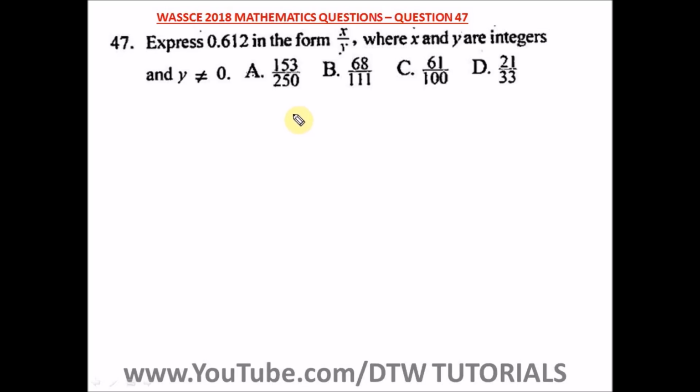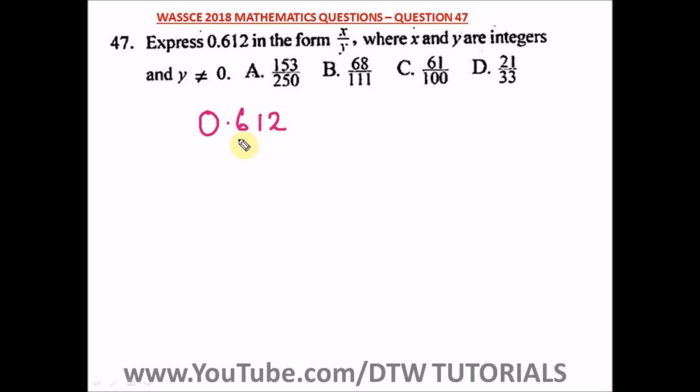Question 47 of the WASSCE 2018 Mathematics Past Question. It says express 0.612 in the form x over y, where x and y are integers, and y is not equal to 0. So this is quite easy. So we have here 0.612. All we need to do to express it is just divide by the number of tens or hundreds.